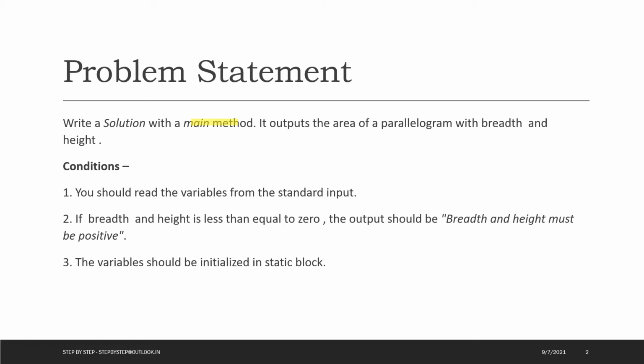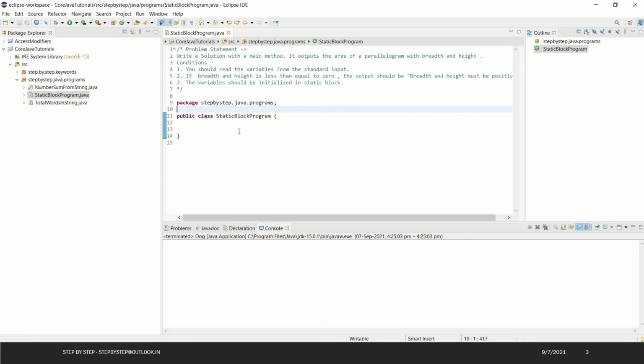So yeah, let's start with the program. We will start writing the program with the conditions. The first condition is that we need to have the main method, so I'll just write down the main method.